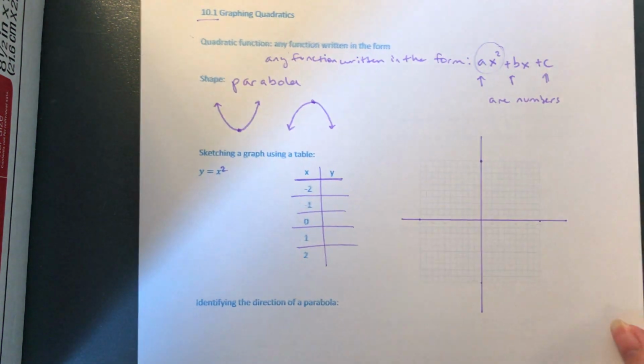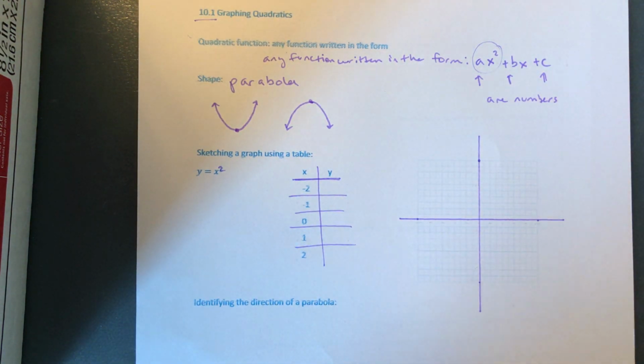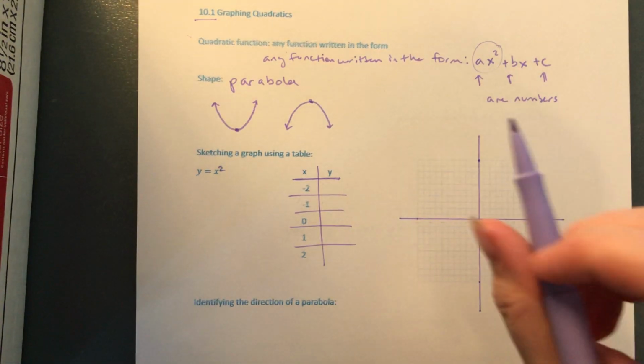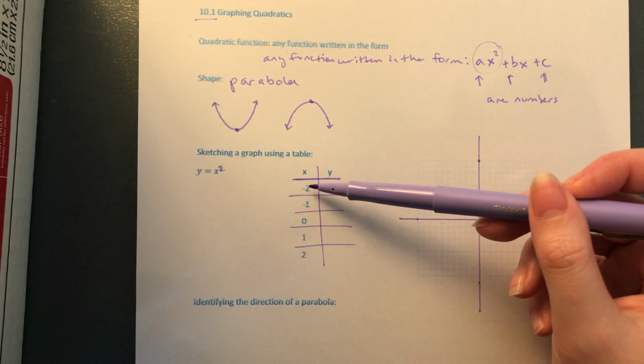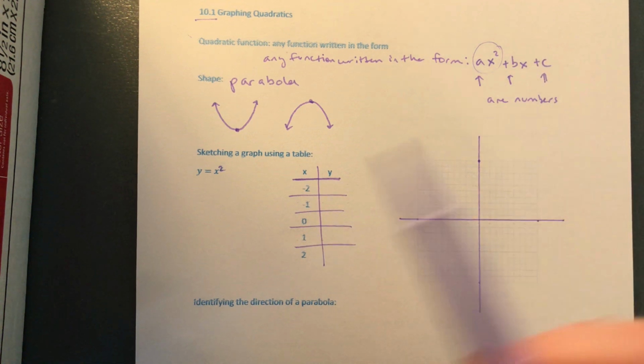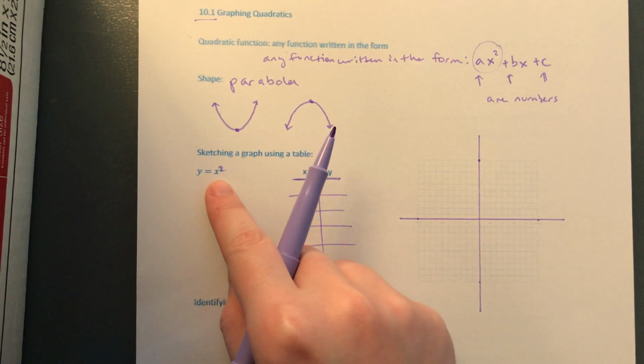So to start off with quadratics, we're going to graph them, and through graphing them, we're going to analyze the pieces of a quadratic. The first thing I want to do for graphing is just sketch a table with you guys. So I made a table over here: -2, -1, 0, 1, 2. And we're just going to practice sketching y equals x squared.